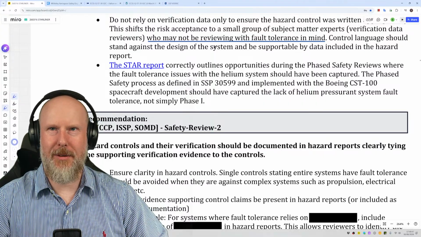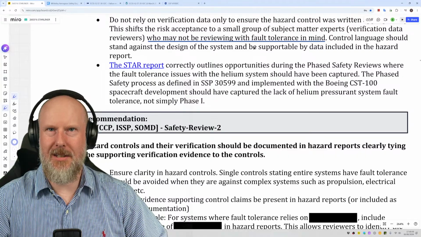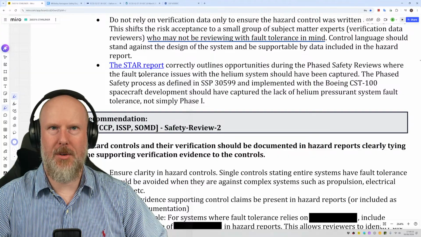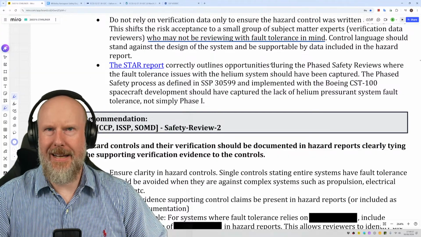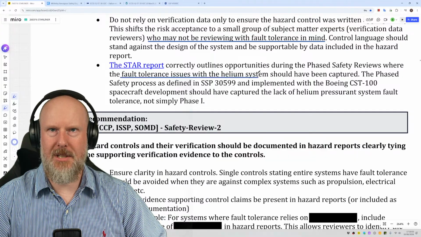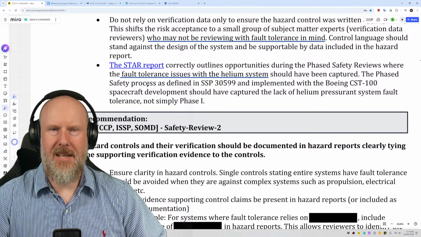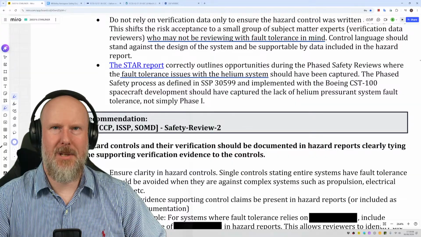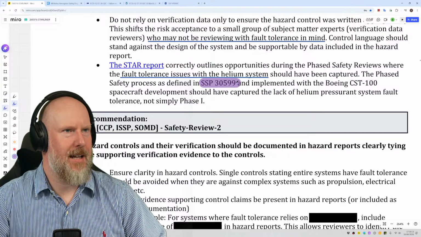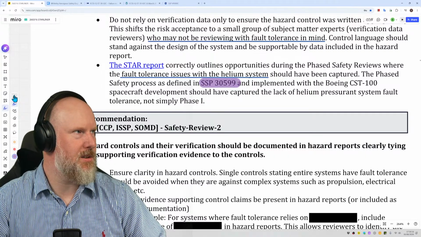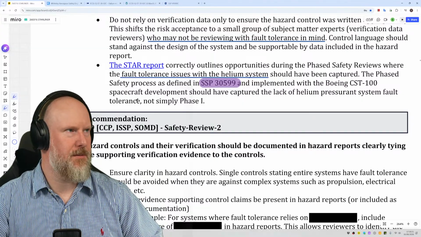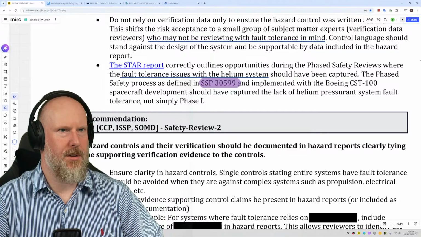Okay, so where we go. So control language should stand against the design of the system and will be supportable by data included in the hazard report. The STAR report correctly outlines opportunities during the phase safety reviews where the fault tolerance issues with the helium system should have been captured. The phased safety process as defined in SSP 30599 and implemented with the Boeing CST spacecraft development should have captured the lack of helium pressurant system fault tolerance, not simply phase 1.